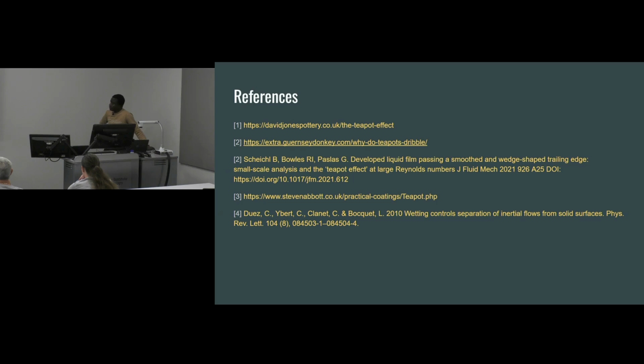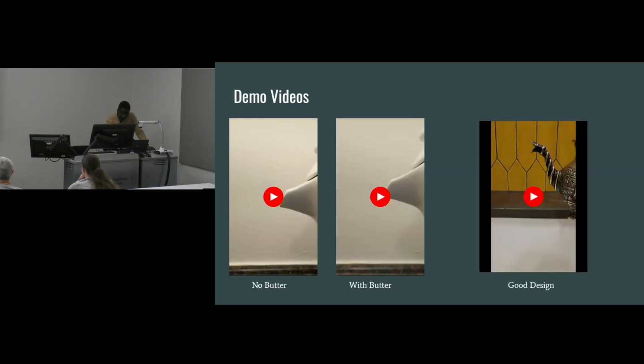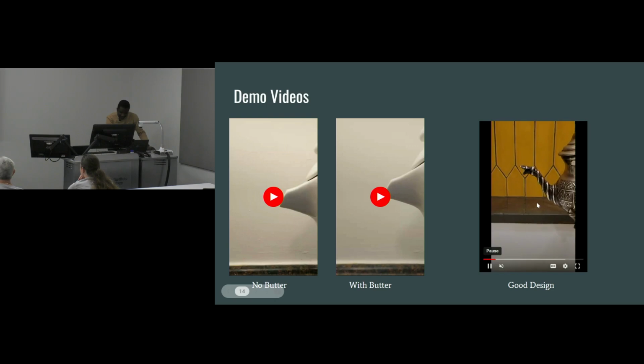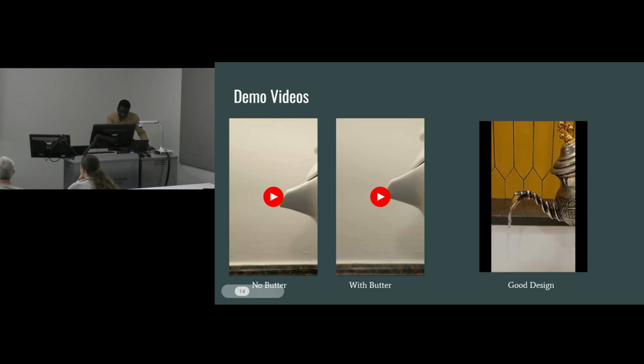Go back to the last video, the good design. Why don't they just all make it like that? Basically it's U-shaped, so the fluid has to go up against gravity and then go back down again. Why don't they just all design it like that?